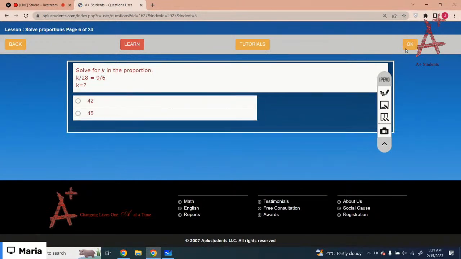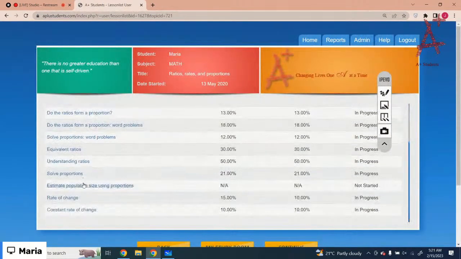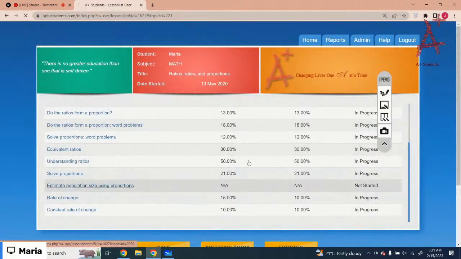Okay, you can complete the test by yourself later today. Let me just move on to the next lesson. The next lesson is estimate population size using proportion.